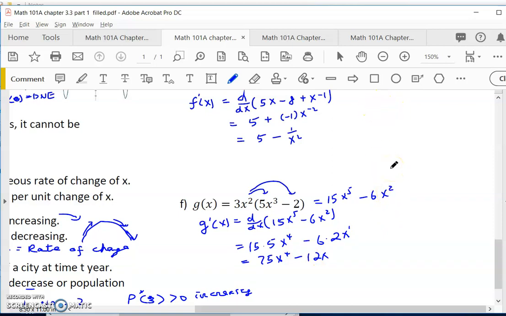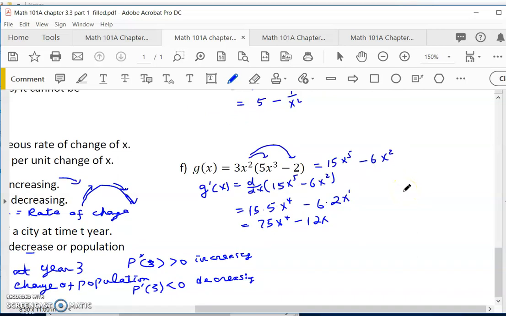I also want to do one more. Do we have space here? Do I have another question? So let's do a G here. Some space.